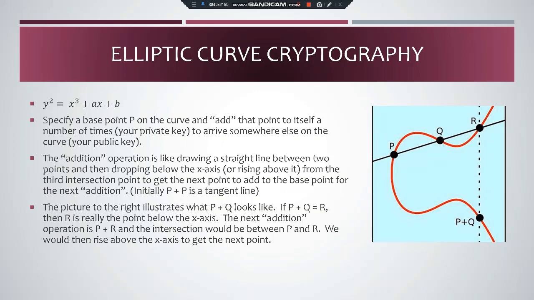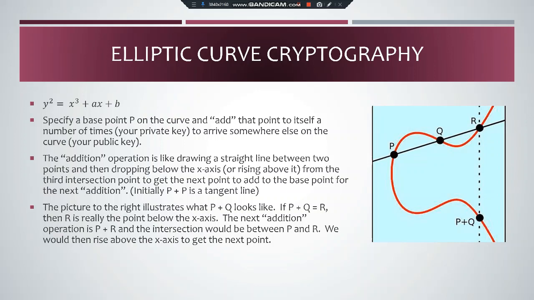The last form of asymmetric cryptography is elliptic curve cryptography. It's by far the coolest in my opinion. The equation up there for the curve is y squared equals x cubed plus ax plus b. Because y is squared, it has horizontal symmetry across the x-axis, and this is used in generating the points. The general idea is to specify a base point, call it P, on the curve, and you have some function, let's call it add, and you add that point to itself a number of times, which is your private key, to arrive somewhere else on the curve, and that is your public key, the point that you end up on.